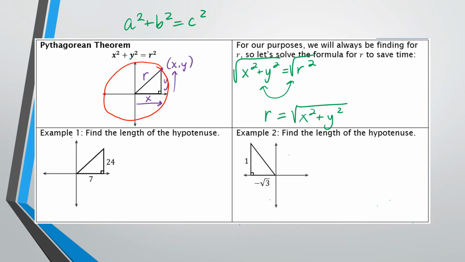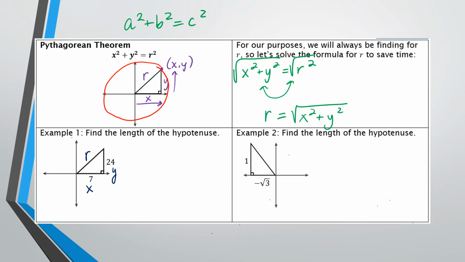All right, so let's move on to example 1 here. I'm given two sides of a triangle. Anything that is a horizontal distance, so left or right, that's always going to be your x value. Anything that is a vertical distance, up or down, is going to be your y value. And the thing I'm trying to solve for is r.